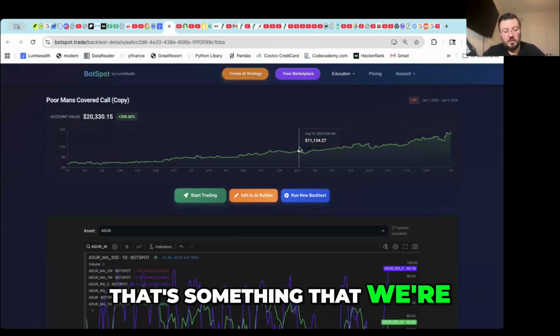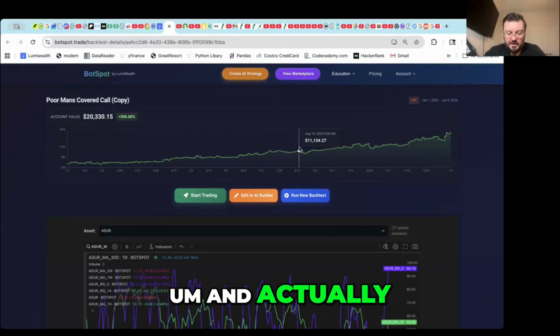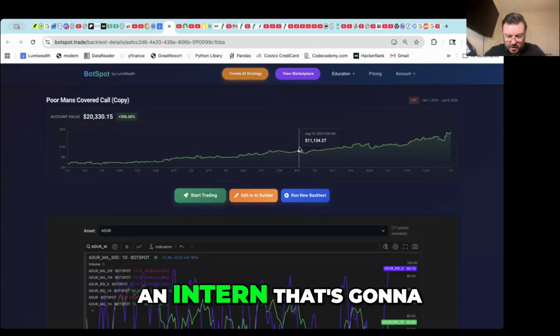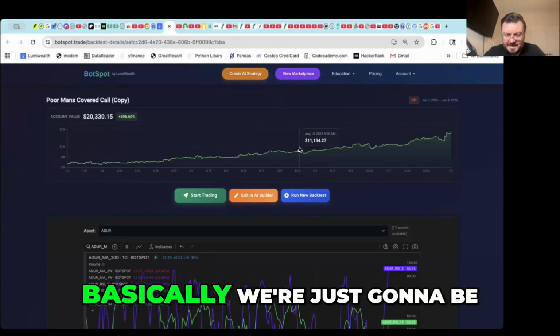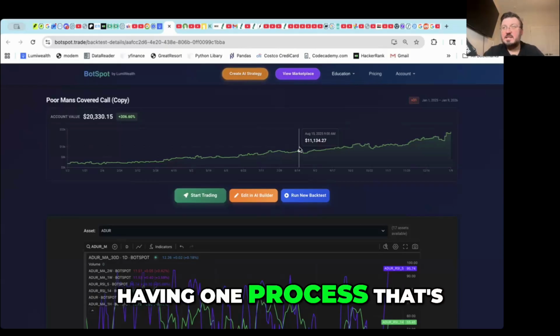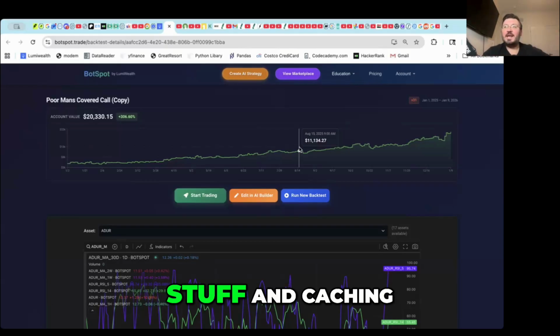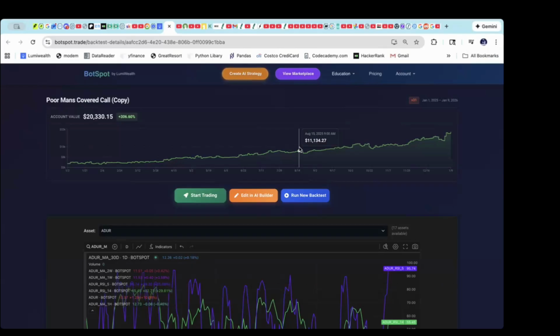That's something that we're working on, that we want to get it to. And actually now that you mentioned, there's an intern that's going to be joining us that's going to be working on this, where we're just going to have one process that's constantly downloading stuff and caching, right? While everyone else is doing whatever, right?